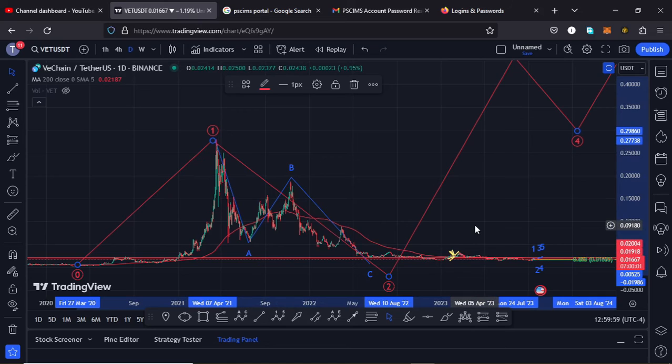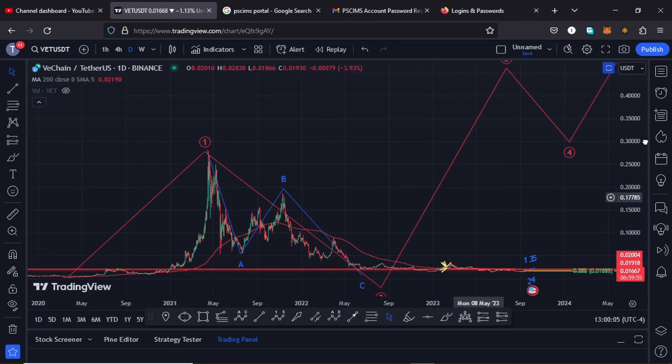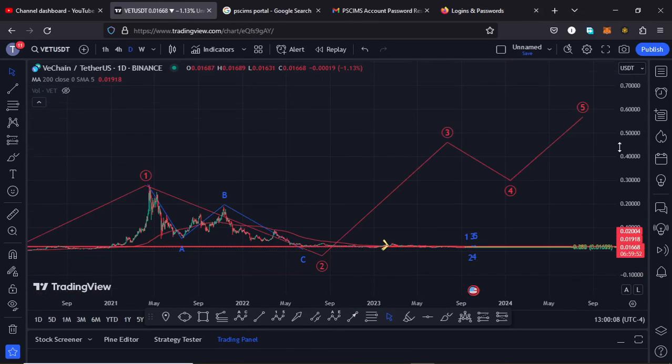And in the next coming months, we can continue gearing up once the bull market starts and get that impulsive move in the formation of that wave 3, then expect a wave 4 and then a wave 5 to the upside. And these are moves that I'm expecting to give us new all-time highs here on the Vechain chart.